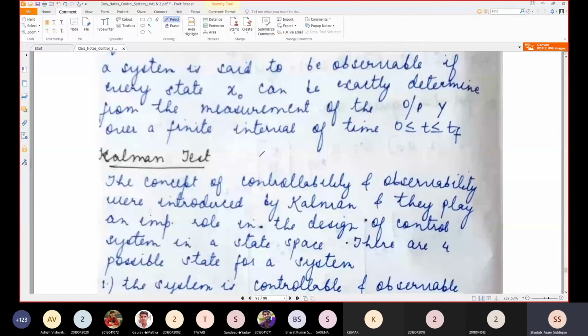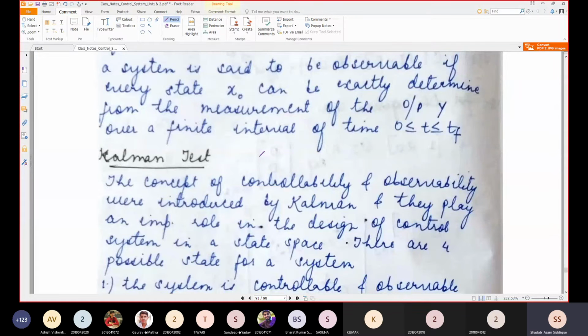So while designing, we are able to find whether the system is controllable with respect to the initial state or not. And whether we are able to observe every state or not. So controllability and observability play an important role in designing a system.